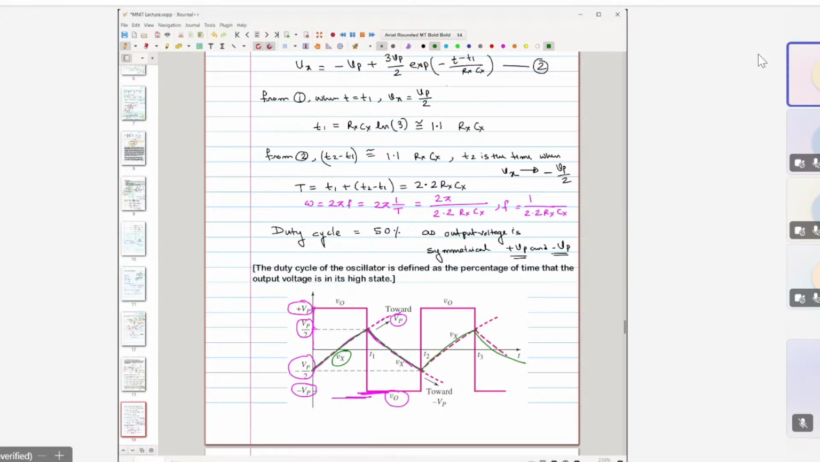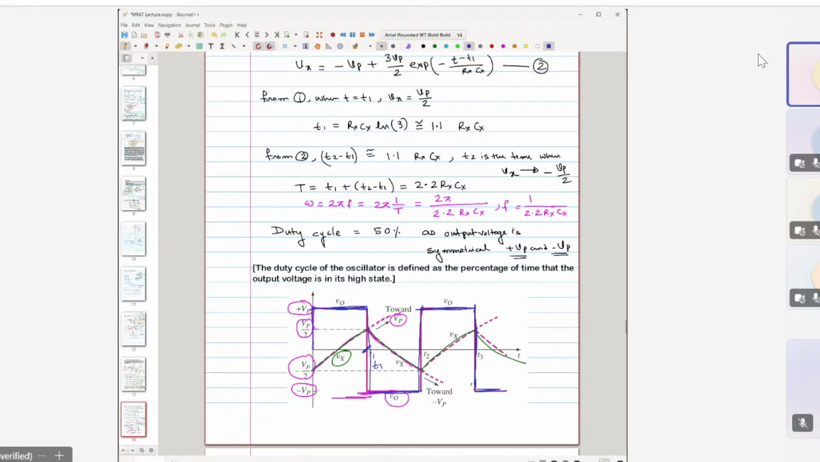And as a result, what is going to happen to the output waveform? The output waveform would remain constant here at plus Vp, then here minus Vp, then again here plus Vp, then again here minus Vp. Okay, and we have denoted a couple of terms here.